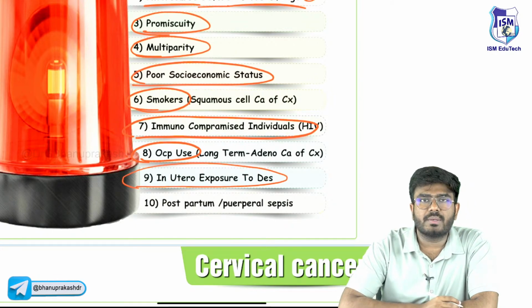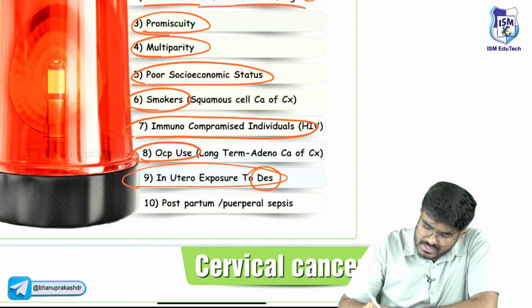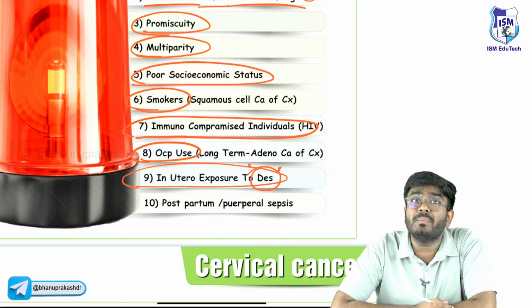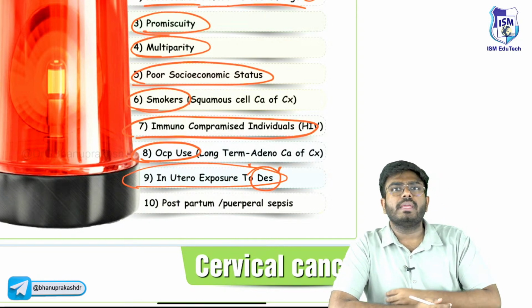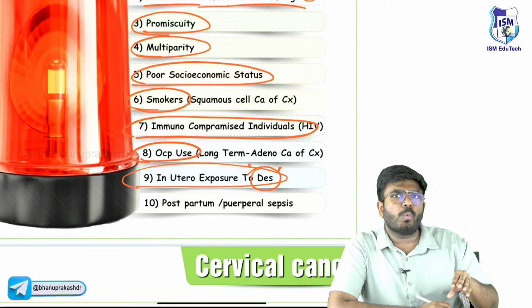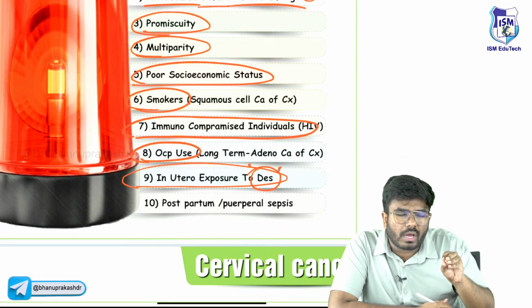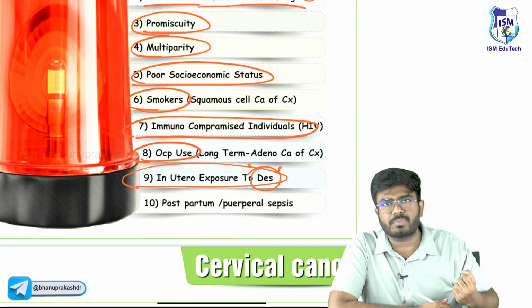exposure to diethylstilbestrol. This is a drug. So what is diethylstilbestrol going to do? Diethylstilbestrol is going to cause congenital malformations in the female reproductive tract. One such malformation may be that the cervix is more externalized, the transformation zone is more outside, so it can easily pick up infections.